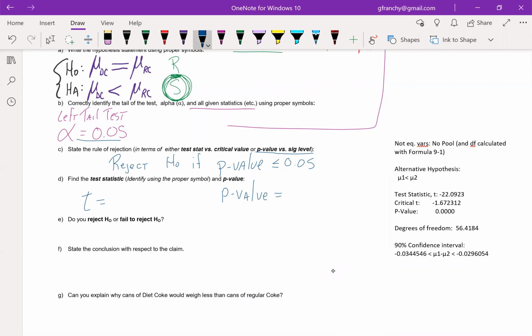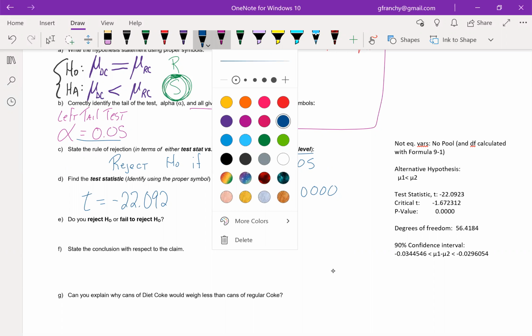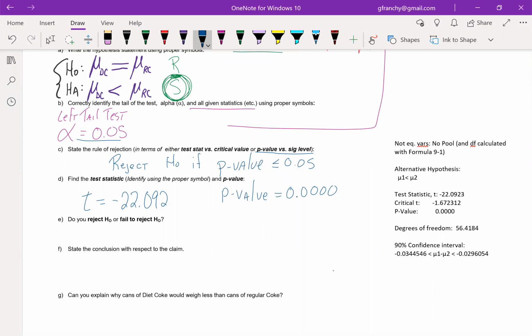Our t-value here was negative 22.092. Our p-value was, for all practical purposes, 0. It's not identically 0, but it's going to go out quite a few decimal places before it gets to a non-zero number. So 0 is less than 0.05. We said we would reject the null hypothesis if we got a p-value less than 0.05. We did, so we are rejecting the null hypothesis.